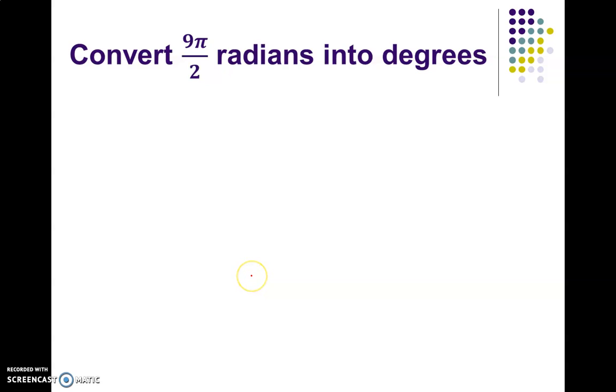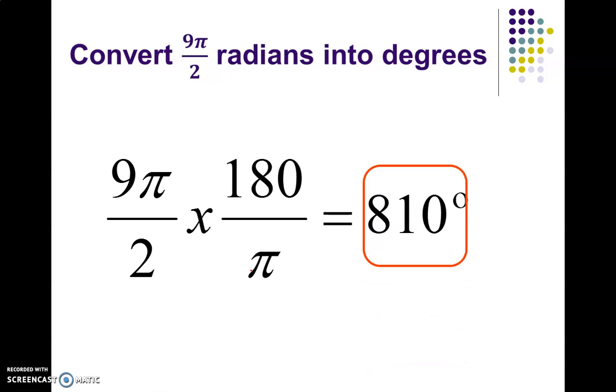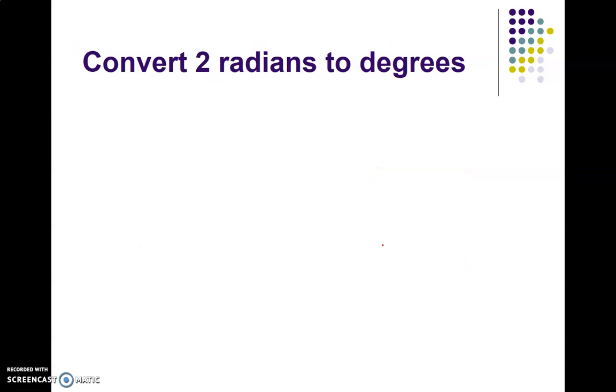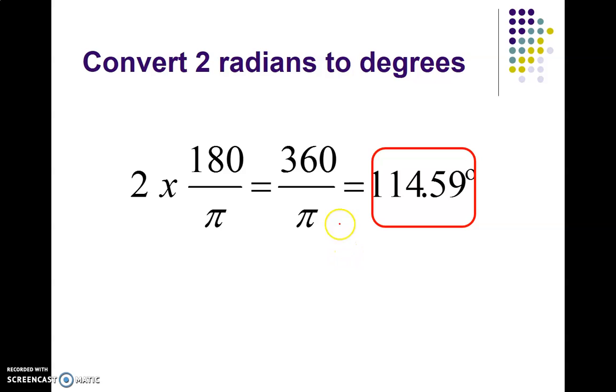How about this one? Convert 9 pi over 2 radian into degrees. So we're going to multiply by 180 over pi. So therefore we will have 810 degrees. Okay, next, convert 2 radians to degrees. Because this one is given in radian form, to convert that one, we will have 180 over pi, which is 360 over pi.